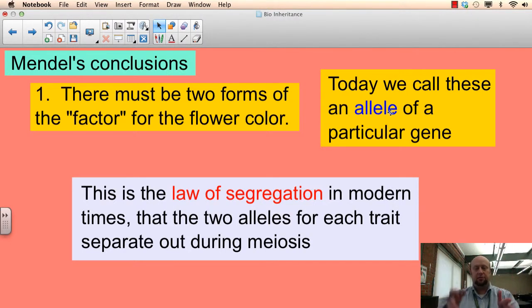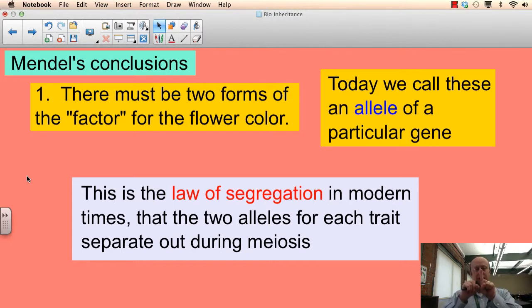So we've got a trait like flower color or seed pod color or maybe eye color. And there's a particular gene that codes for that, but there's 2 copies of that gene, and each of those is called an allele. Now, this leads to what we call the law of segregation, which says that those 2 alleles are going to separate when we do meiosis.